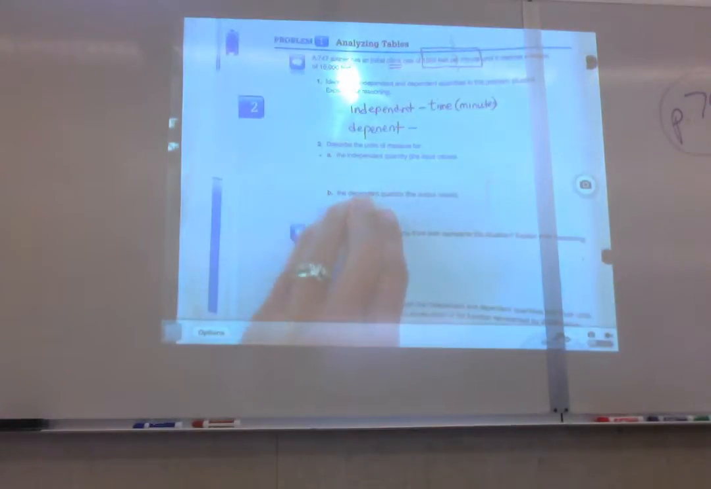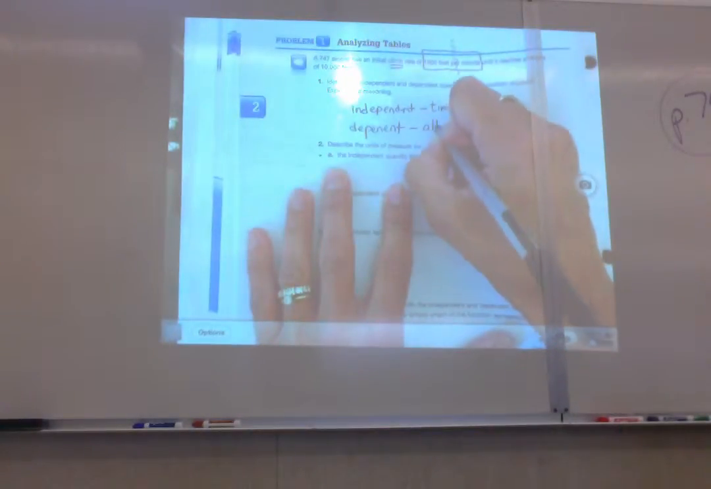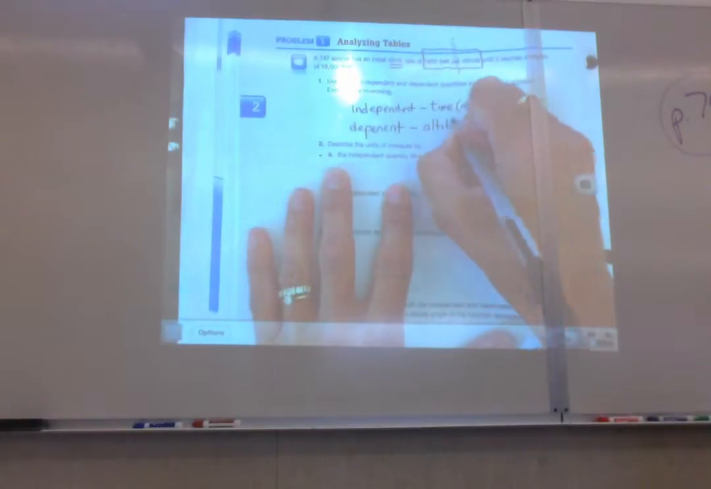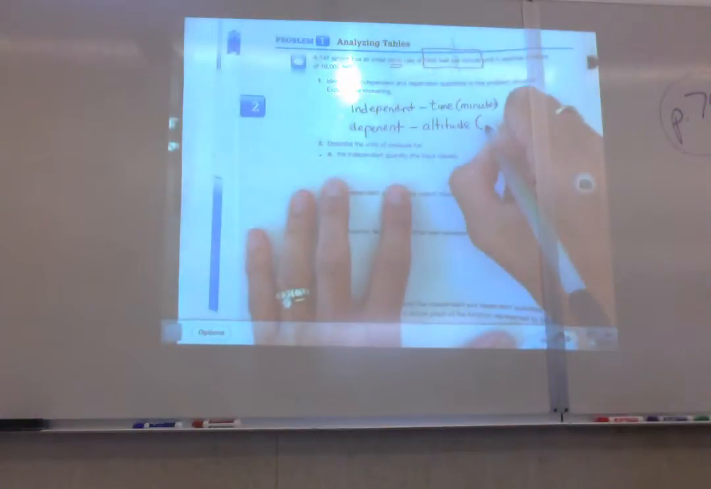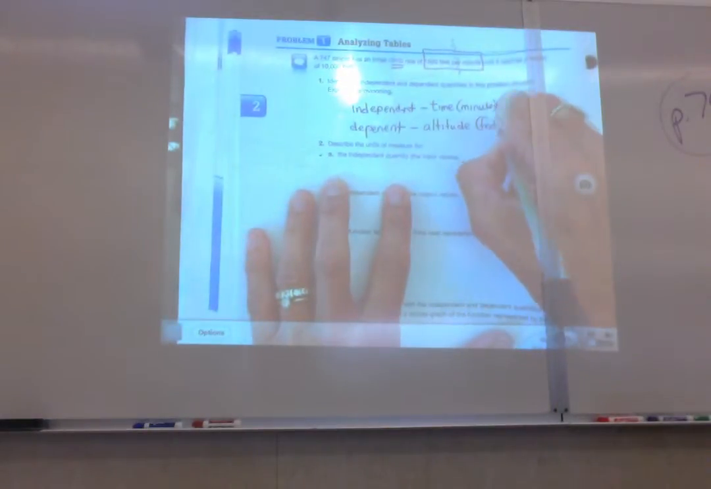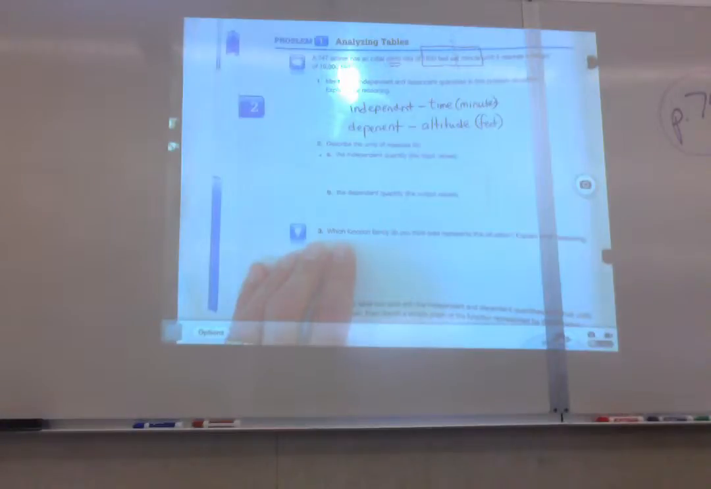And what is changing over time? What depends on time? Altitude or height. And what is that getting measured in this problem? Feet. So we kind of incorporated 1 and 2. They wanted us to identify and figure out input and output values and units of measure. We did that both at the same time. Go ahead and sharpen your pencil.